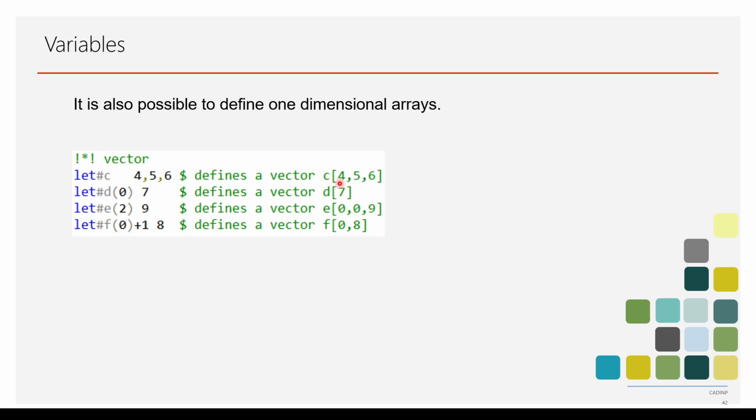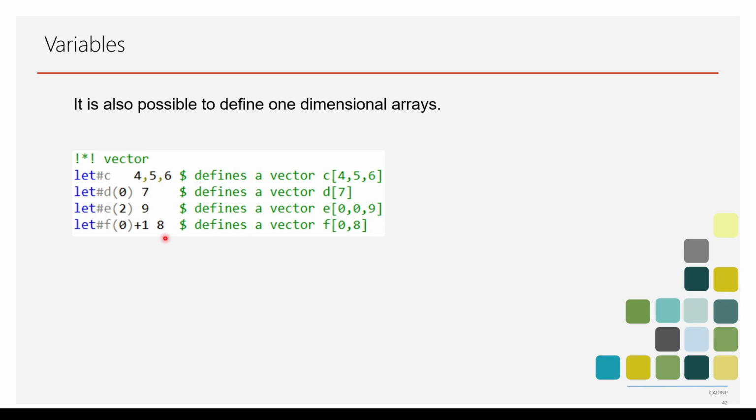When one defines a vector like let hash d in bracket 0 space 7, it means that the 0th element of the vector shall be equal with 7. If you define a vector with the command let hash e 2 in brackets space 9, then the second element will be equal to 9, and the 0th and the first element will be 0. In other words, the vector will be filled with zeros prior to the given value at the second position.